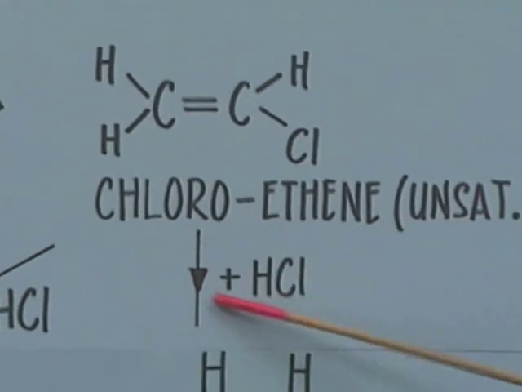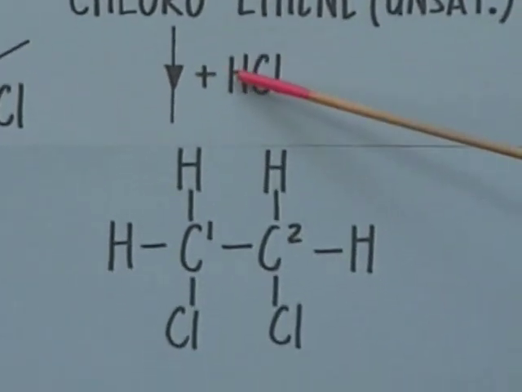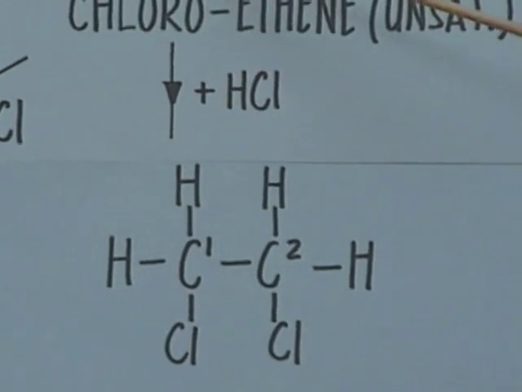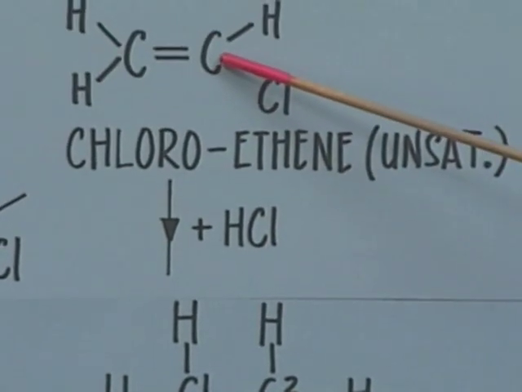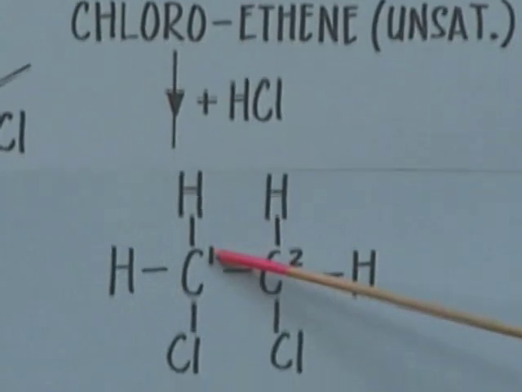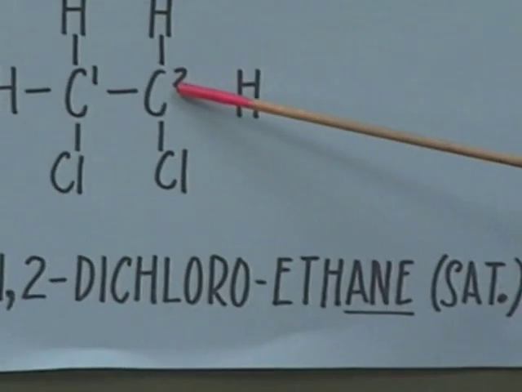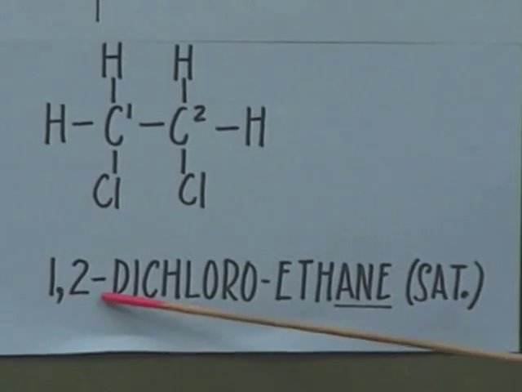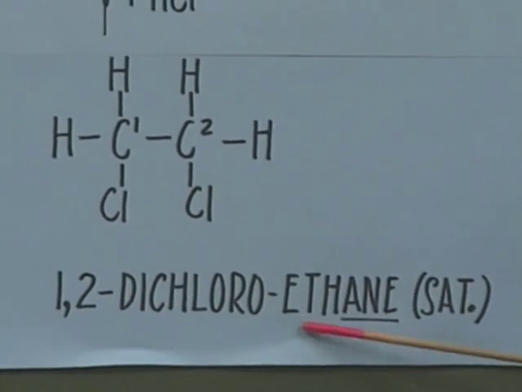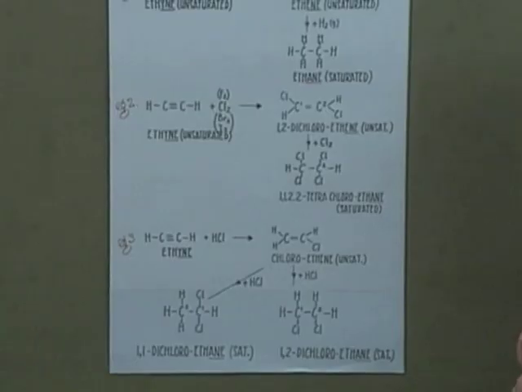We can add a next molecule of HCl, where the H atom goes onto one carbon atom and the chlorine onto the other doubly bonded carbon atom. And this gives us the compound where we have 1 chlorine on carbon 1, 1 chlorine on carbon 2. So this is 1,2-dichloroethane, which is now saturated.